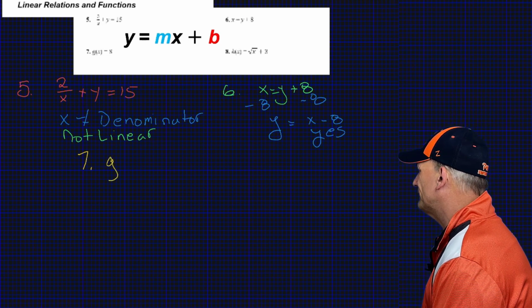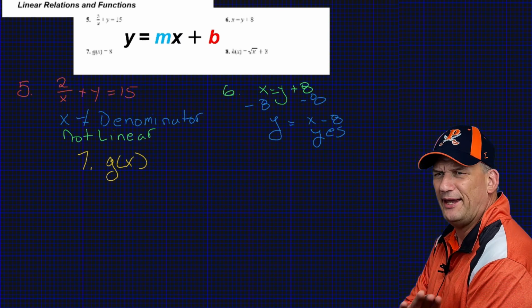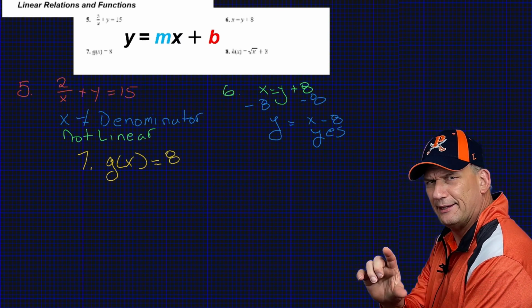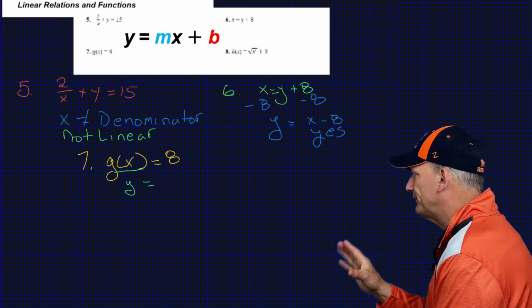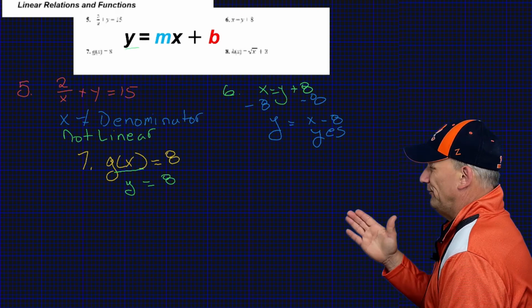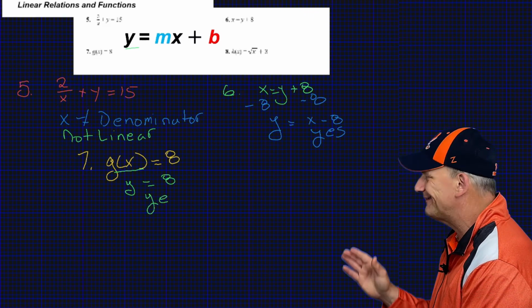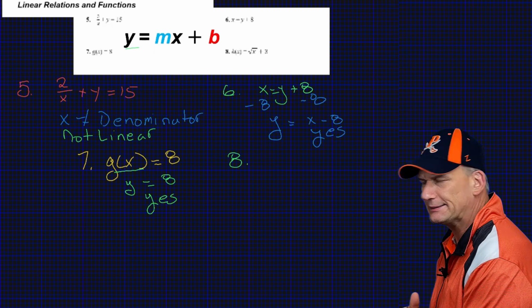All right, look at it, number 7. So you have g of x, right? Now, remember, g of x and f of x, any alphabet letter and x, is the same as writing y. So don't let that mess with you. g of x is y equals 8. There's no slope. The slope here is 0, but the y-intercept is 8. Yes, this is linear. It's a straight line right through 8 on the y-axis.